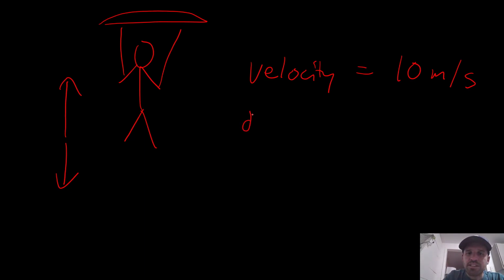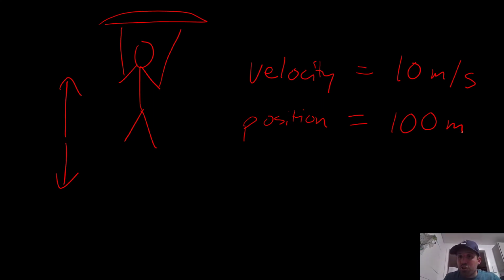So his distance, or his position, let's say, if he's falling at 10 meters per second for 10 seconds, his position would be 100 meters. It would be 100 meters different from what it was before. So this is pretty simple. This should be straightforward. Hopefully that was an easy question for most of you.